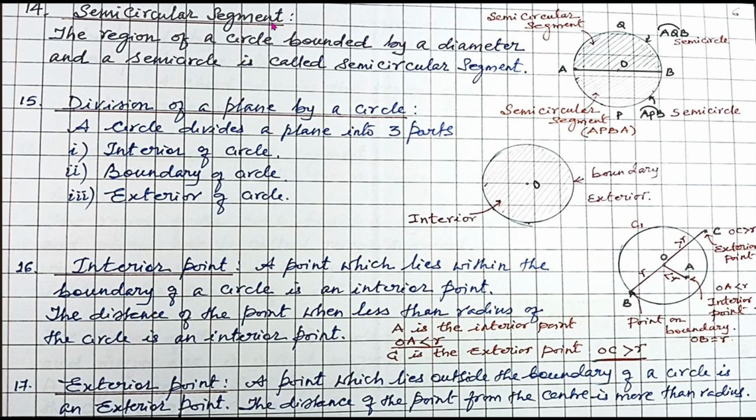Remember that. Now semicircular segment. The region of a circle bounded by a diameter and a semicircle is called a semicircular segment. So if you consider this diagram, AB is the diameter and AQB is a semicircle, and also AB is the diameter and APB is a semicircle. So therefore the region of a circle is divided into two segments which are equal, and each segment is called a semicircular segment. Therefore we have ABQA as one segment which is called a semicircular segment. Therefore the region of a circle is divided into two segments by a diameter. Remember that.